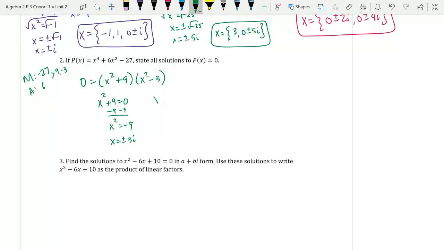For the other one, even though this is a real answer, it's an irrational answer, because when I move the 3 to the other side, I'm going to take the square root of 3. So I'm going to get plus or minus the square root of 3. That's real, just irrational. It wouldn't come up in the calculator, actually. So then your answer here would be x equals negative square root of 3, positive square root of 3, and 0 plus or minus 3i.